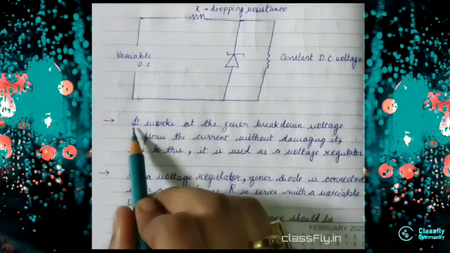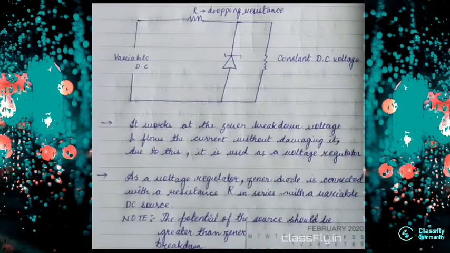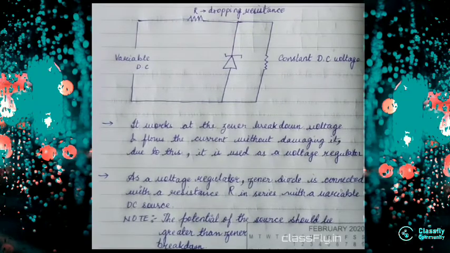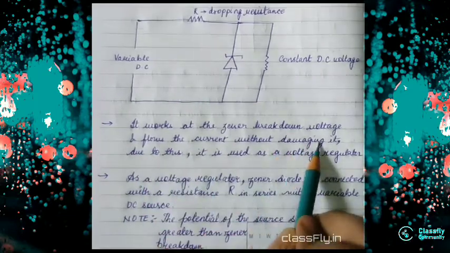In the first part, it works at the Zener breakdown voltage. I said that the Zener diode only works at a breakdown voltage, means that at a certain voltage, it will prevent the current flow, but after that it will start to give the flow of the current and flows the current without damaging it.